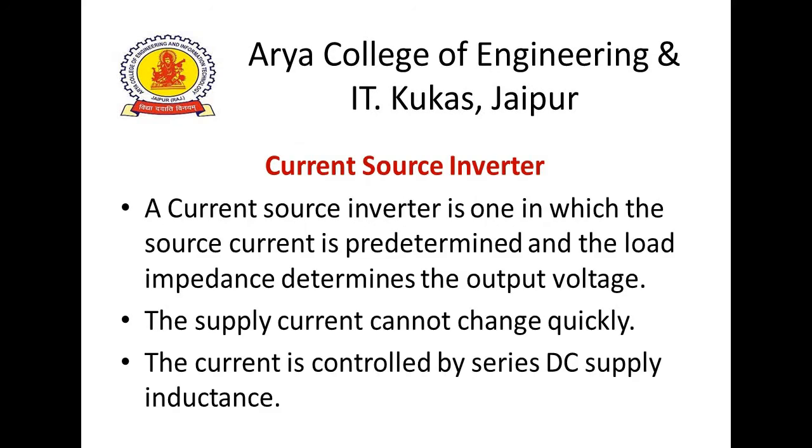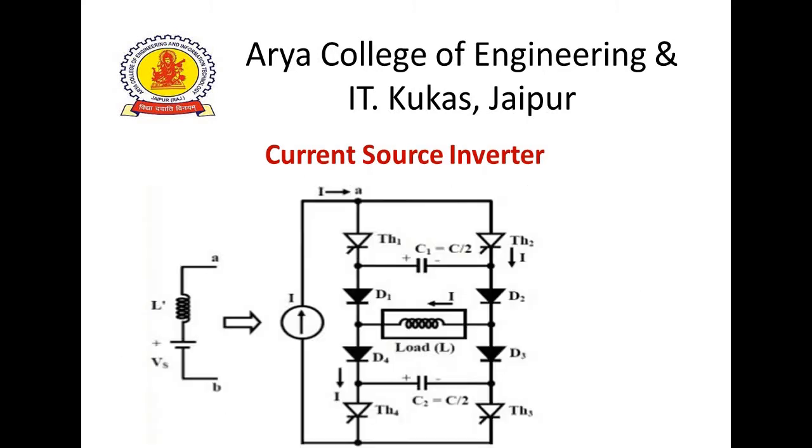A current source inverter is one in which the source current is predetermined and the load impedance determines the output voltage. The supply current cannot change quickly. The current is controlled by series DC supply inductance.